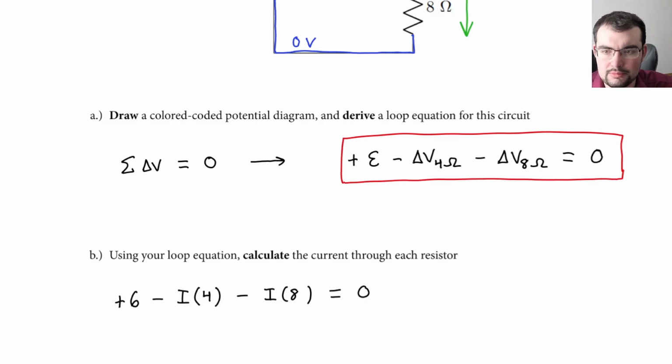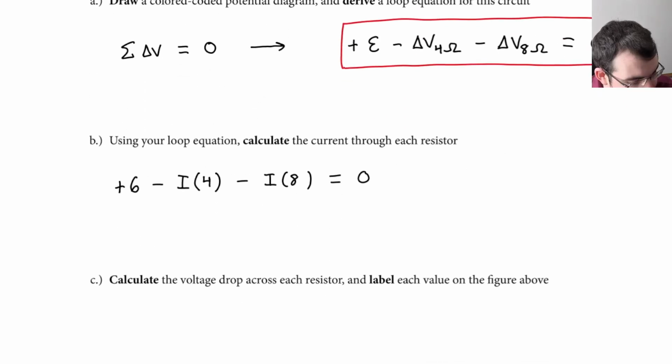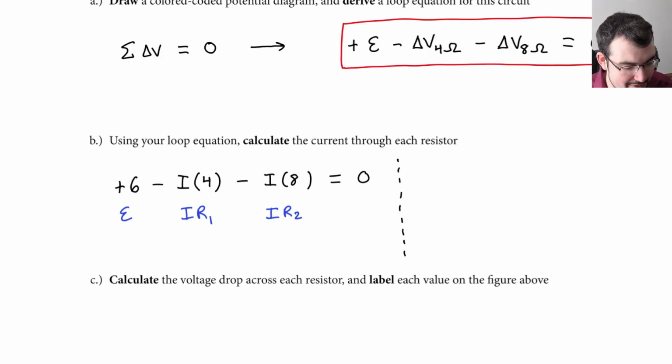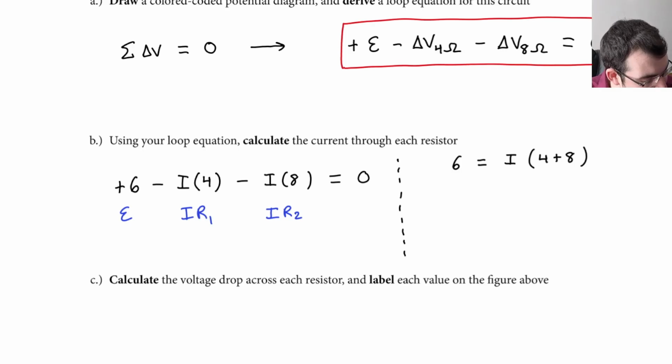So again, we know that this was our battery EMF, this was IR for the first resistor, this was IR for the second resistor. Now something interesting happens, because we get 6 is equal to I times the quantity 4 plus 8, because I have a 4I and an 8I. I wrote it this way so you could see, oh look, it's R_EQ. So what is I? Well, I is just going to be 6 over 12, which is equal to 0.5 amps.